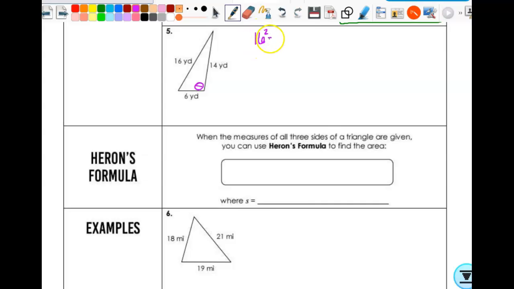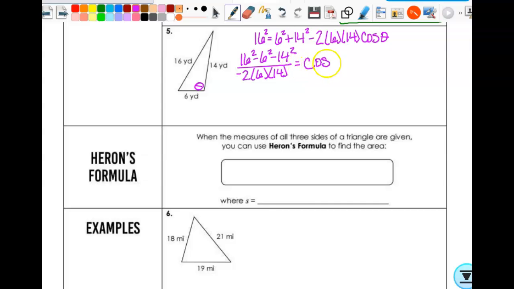Yes, 16 squared equals 6 squared plus 14 squared minus 2 times 6 times 14 times the cosine of theta. So then that means I get 16 squared minus 6 squared minus 14 squared divided by negative 2 times 6 times 14. That gives you the cosine of theta. So I want you to find theta. We're going to work this one a little differently here.